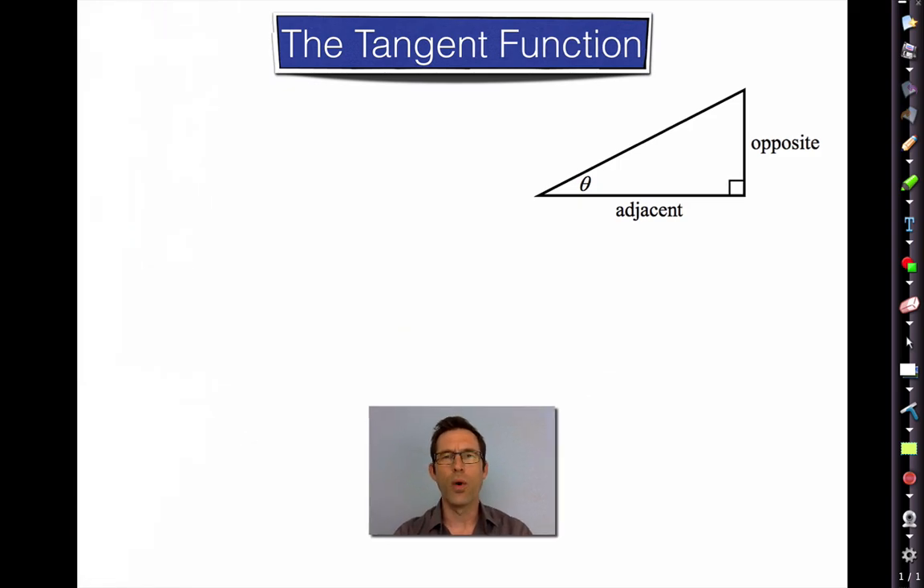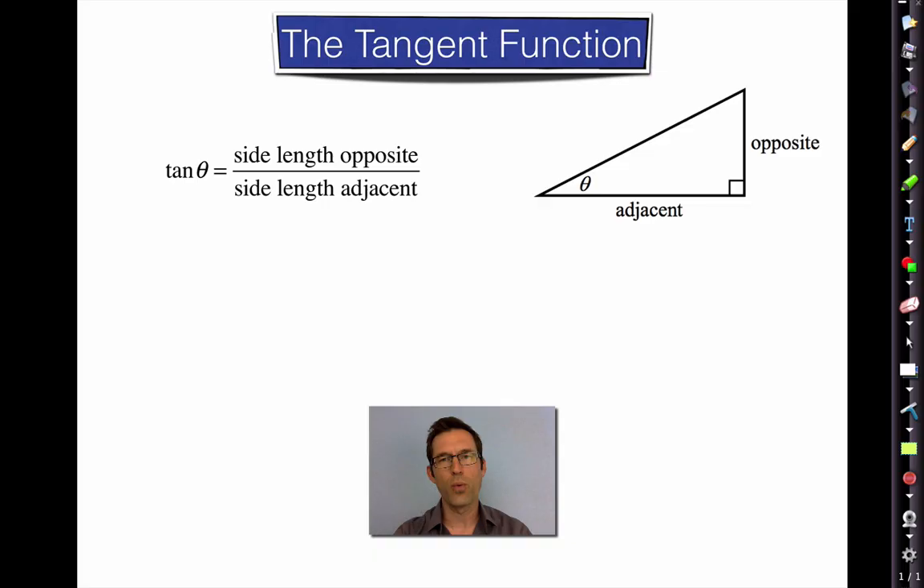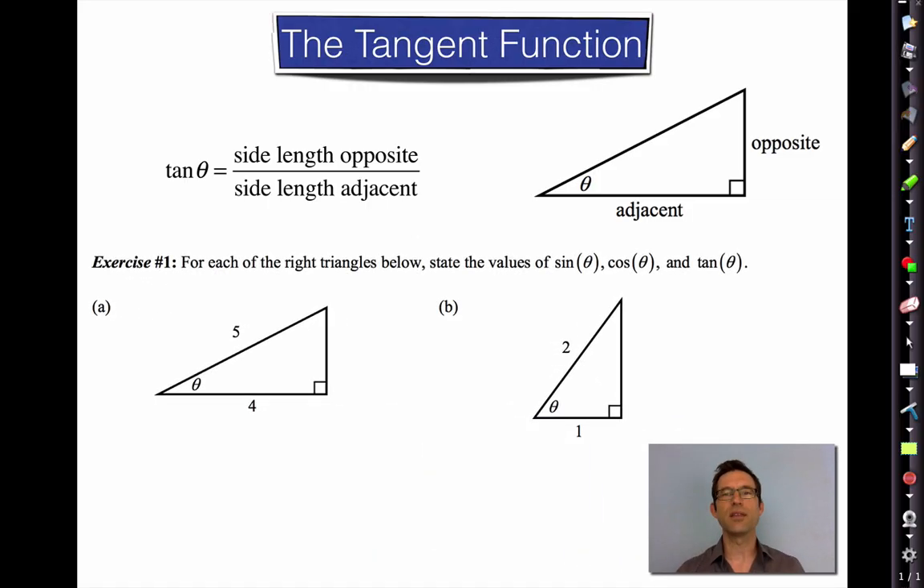Now, what we know from Common Core geometry is that the tangent function, like the sine and the cosine function, can be defined using a right triangle. And in fact, what we saw back in geometry was that the tangent ratio was always equal to the side length opposite in the triangle divided by the side length adjacent to the angle that we're referencing. All right? Now, we can easily take a right triangle, even with a missing side, and figure out the values of sine, cosine, and tangent.